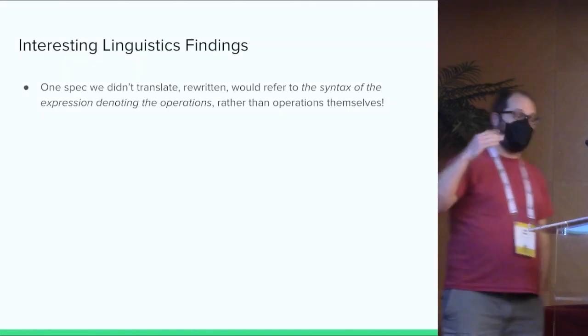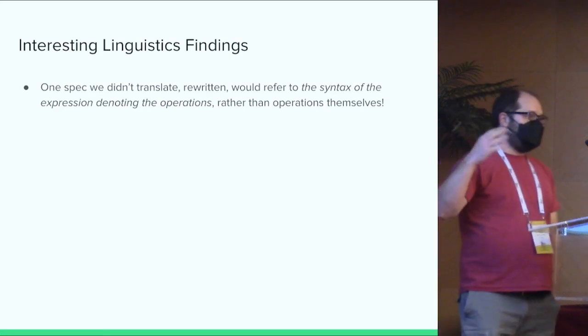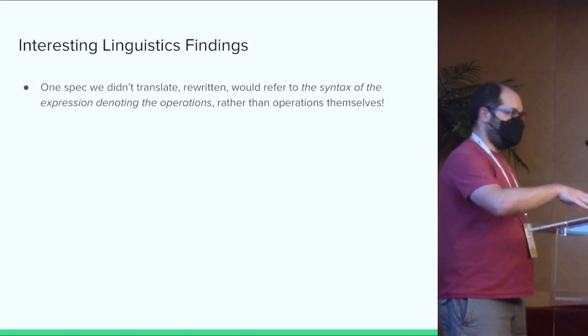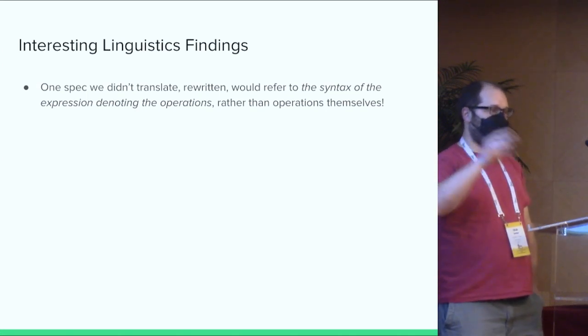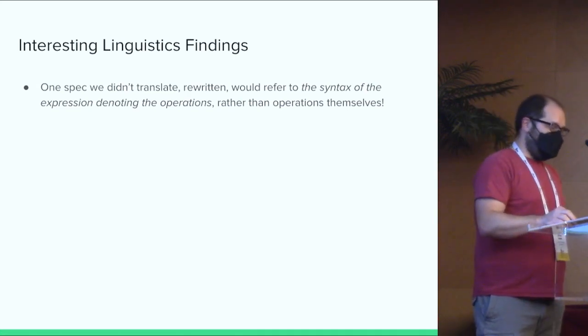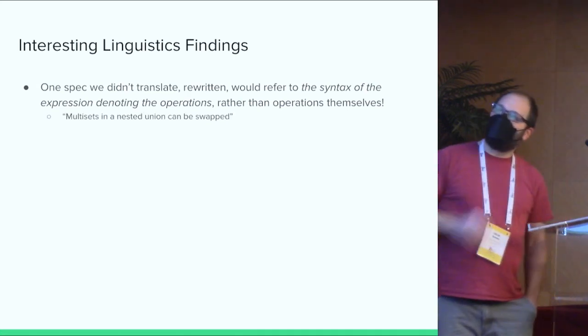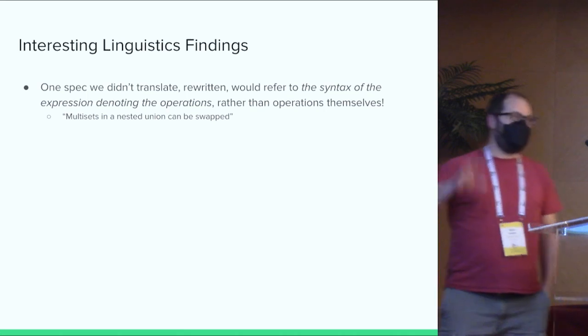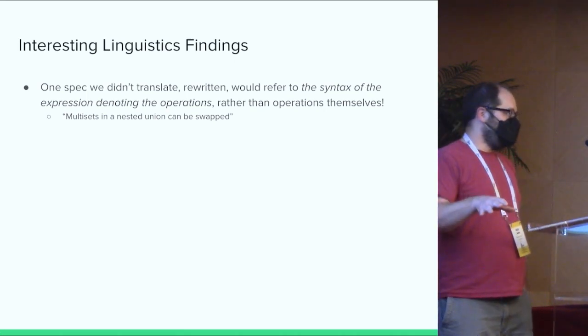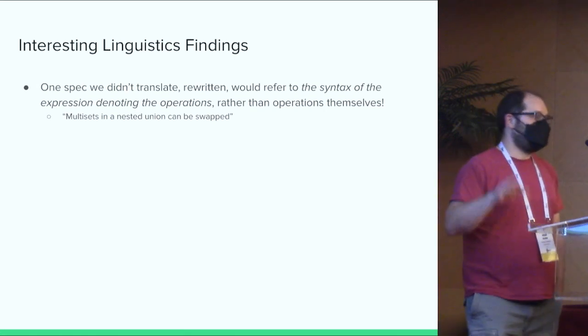So there's one spec we didn't translate, which, if you pay attention to what it's really doing, is not talking about the mathematical property. It's talking about the syntax of how you would write the mathematical property. I don't know if you can read it in the back there. It says, multisets in a nested union can be swapped. So think about whether you know what that means, and how sure are you?